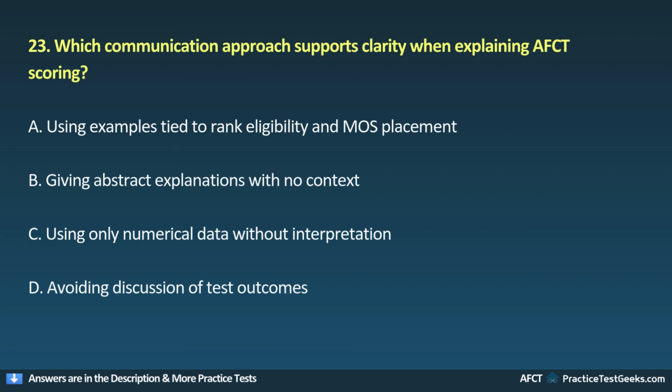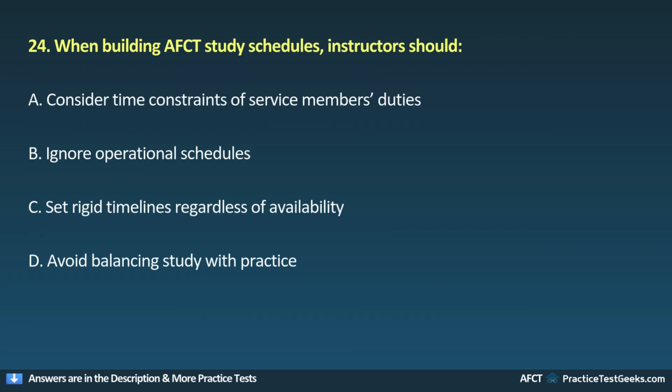23. Which communication approach supports clarity when explaining AFCT scoring? A. Using examples tied to rank eligibility and MOS placement. B. Giving abstract explanations with no context. C. Using only numerical data without interpretation. D. Avoiding discussion of test outcomes.